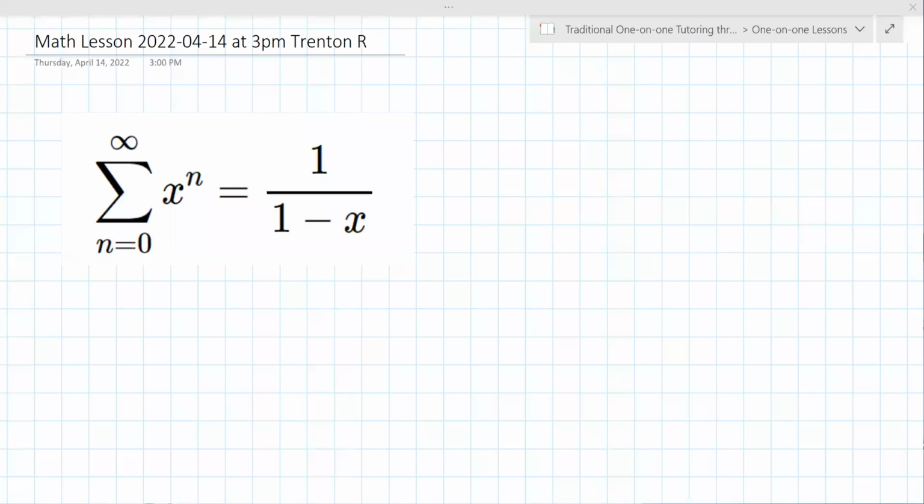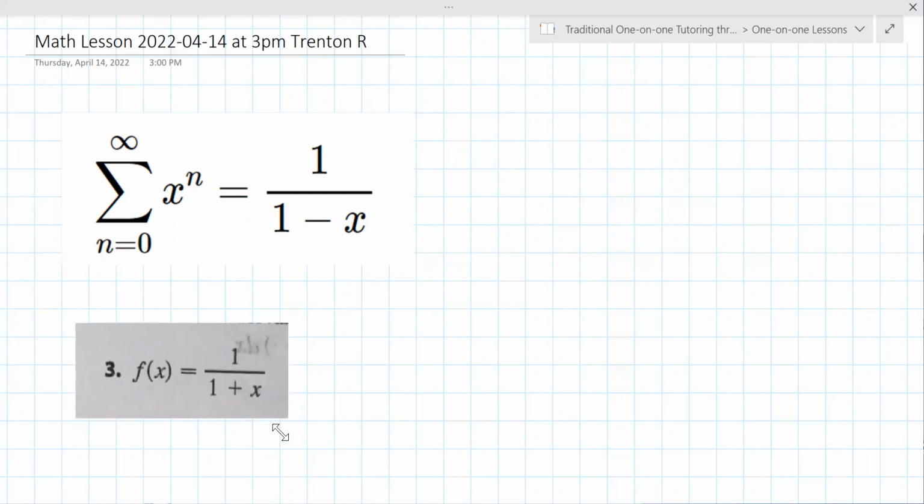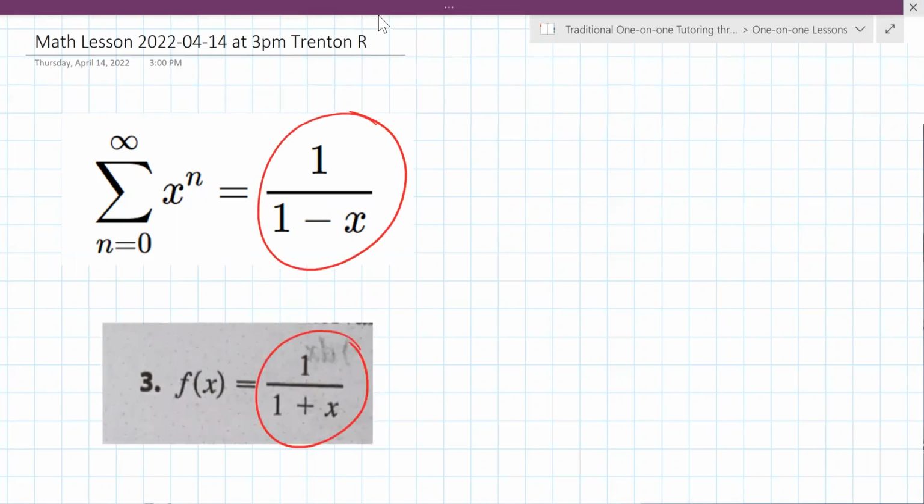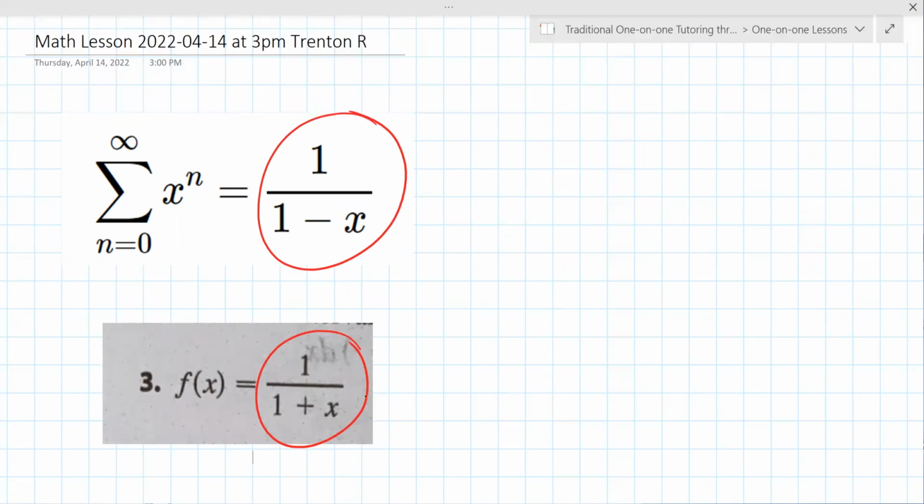Okay. So here is, can I get away from that? There it is. All right, so here's question 3. You can see that it's really close to the right-hand side here. See how there's this and there's this, they're really similar. To make them the same here, x has to become minus x. If this x becomes minus x, then it's exactly the same as this. Do you agree with that?